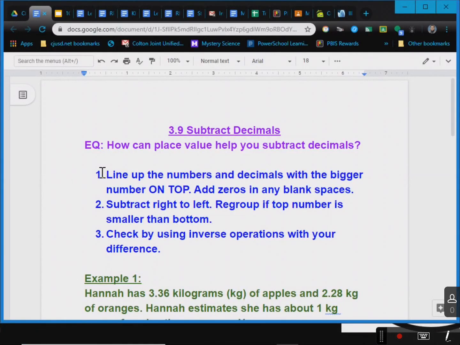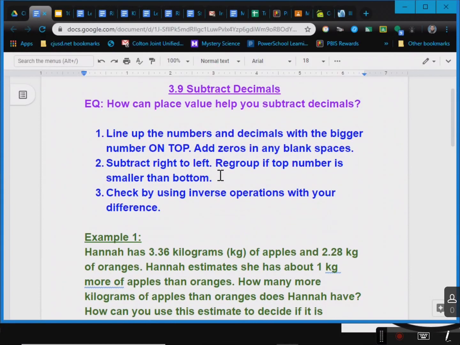Hello guys, welcome to 3.9 Subtract Decimals. The essential question is, how can place value help you subtract decimals? Here are the steps which you need to write down.